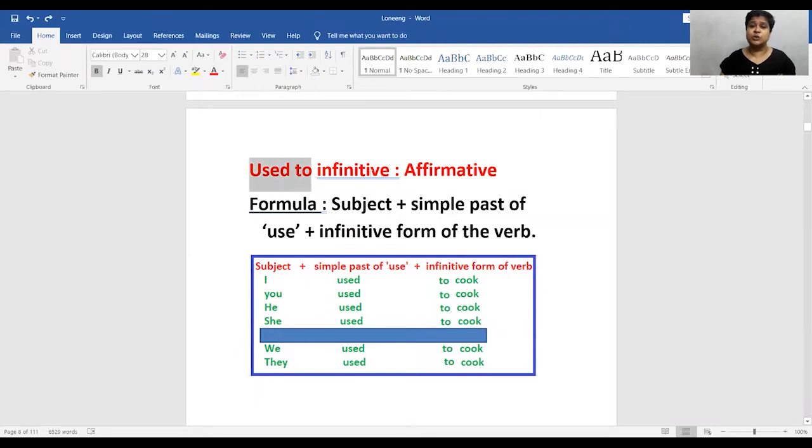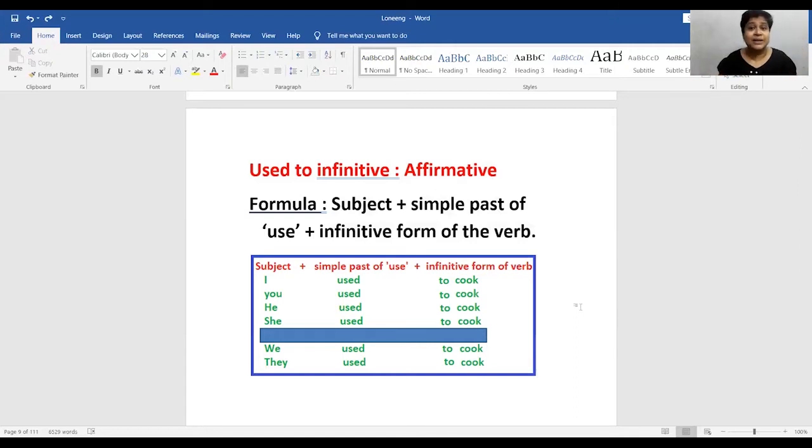First thing, "used to" in affirmative sentences. What are affirmative sentences? They are sentences that have a positive meaning. So the formula is subject plus the simple past of the verb "use" and then the infinitive form of the verb. Sounds like gibberish? Relax. This formula is given only for you to understand.